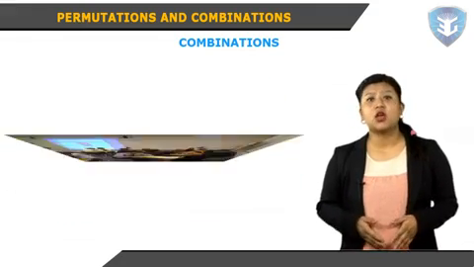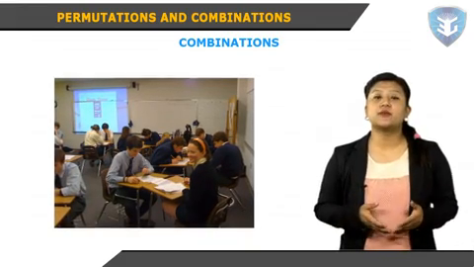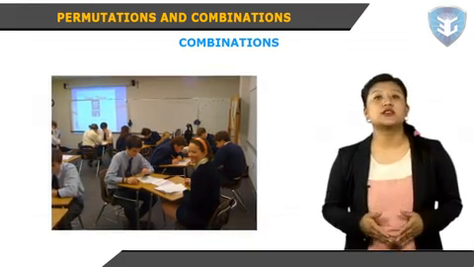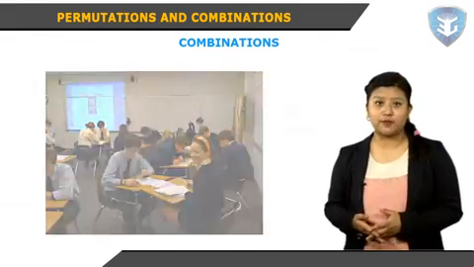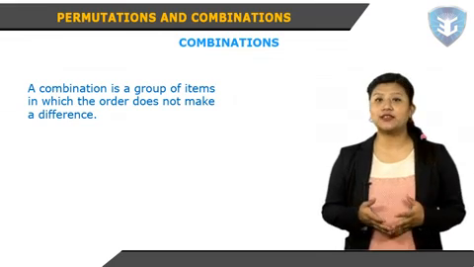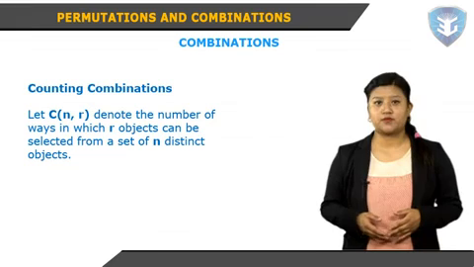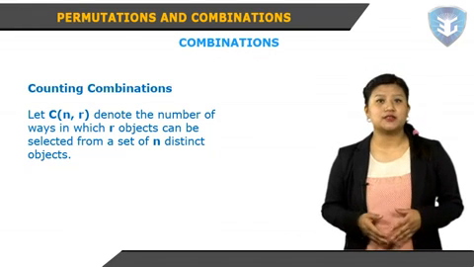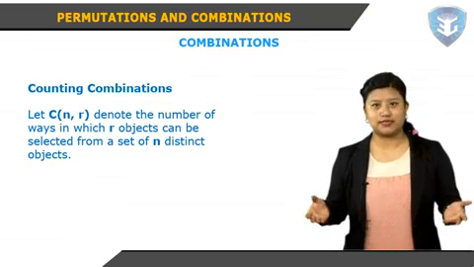For example, when selecting a two-person committee from a club of 10 members, the order in the committee is irrelevant. That is, choosing Mr. A and Miss B in a committee is the same as choosing Miss B and Mr. A. A combination is a group of items in which the order does not make a difference. Counting combinations. Let C(n, r) denote the number of ways in which r objects can be selected from a set of n distinct objects.